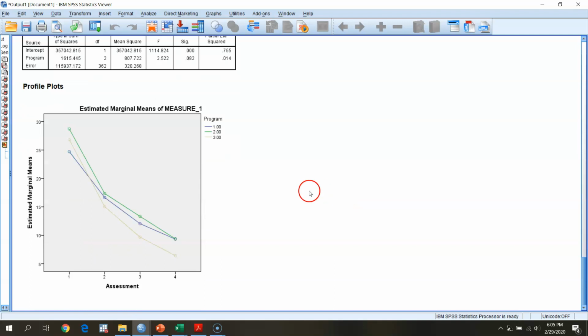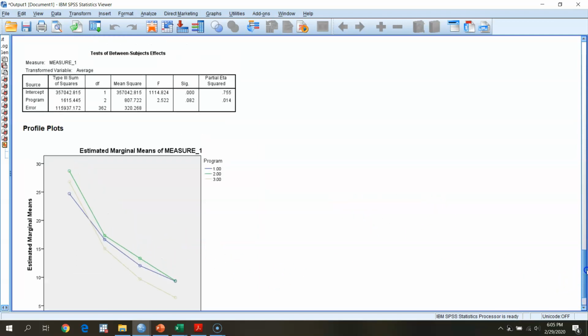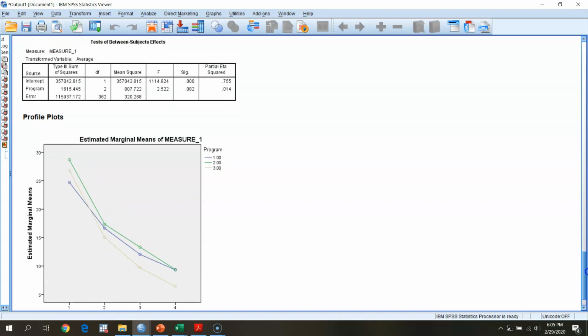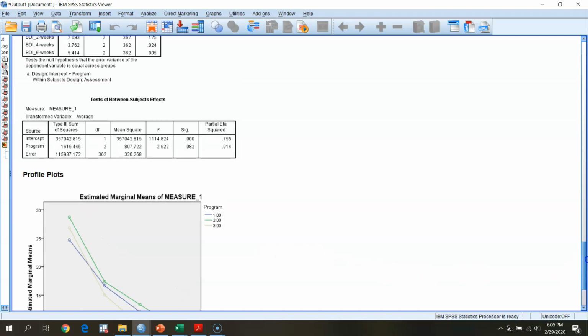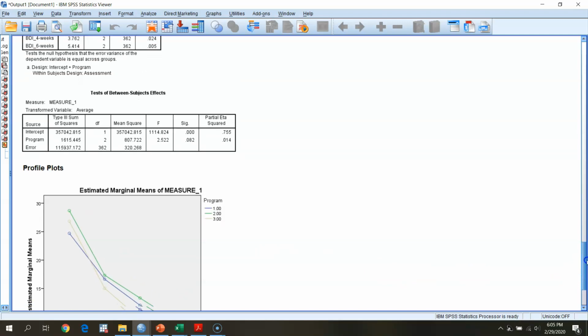So if we go down and take a look at our estimate of marginal means, what we're seeing is everybody's reducing or decreasing here, but maybe we see some differences here, maybe we see some differences here. Not super sure quite yet what we have going on. Anytime you have an interaction effect, my first recommendation would be to go through and plot that out.